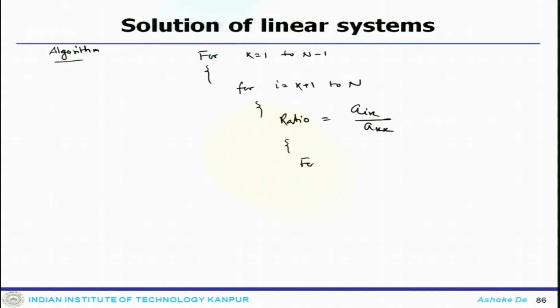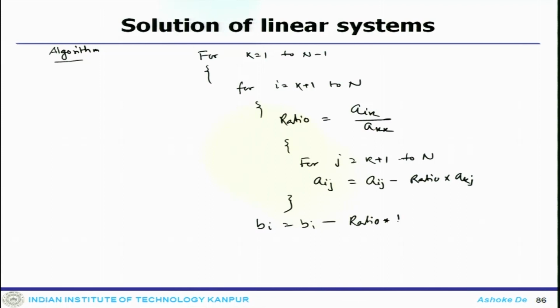Now, again for j equals k plus 1 to n, you get a i j equals a i j minus that ratio into a k j. That is where it closes, and then you obtain b i, the right hand side, b i minus ratio into b k. So, that closes this loop and the third one closes.